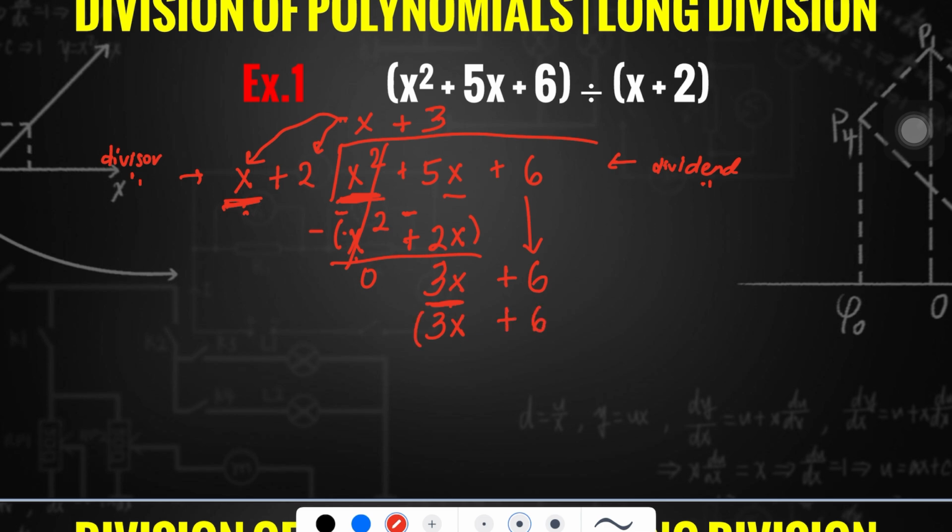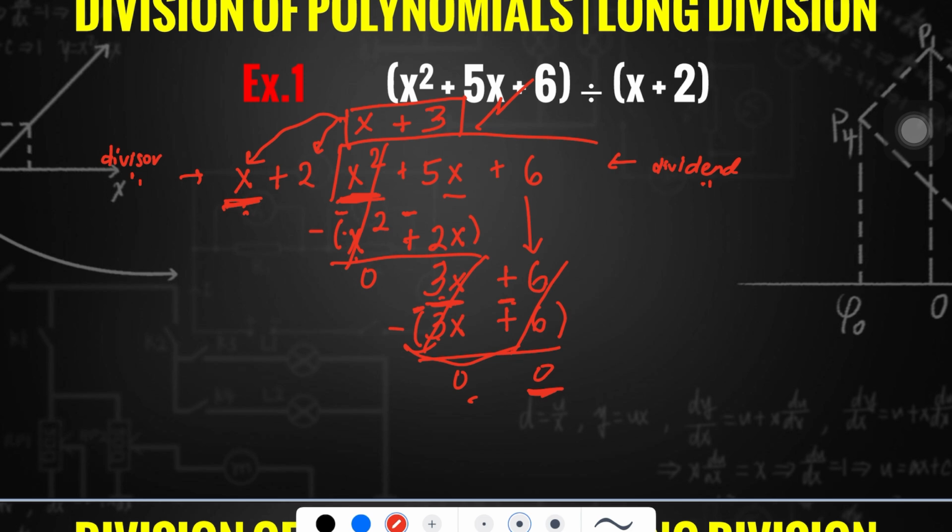And then subtract them. Put your negative sign, distribute the negative sign there and there. So just simply change the sign. So negative, negative. So 3x minus 3x, 0. 6 minus 6, 0. Or just simply cancel them, because there's nothing to follow. We've got 0 as the answer here at the bottom. Therefore, x plus 3 is your final answer.